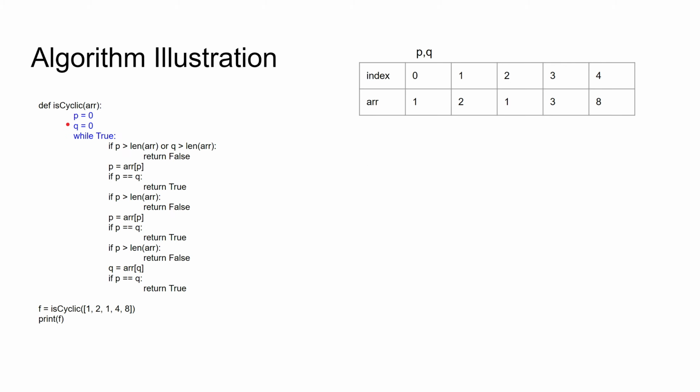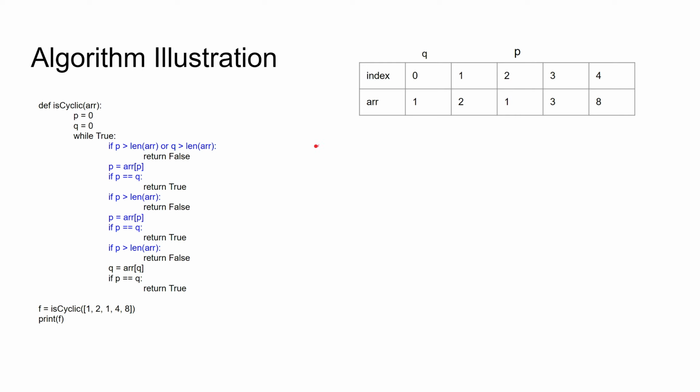Algorithm illustration: the function is cyclic, takes the input of an array, and the array is 1, 2, 1, 4, 8 in this case. It initializes p and q to be 0 in a while True loop. If p is bigger than the length of the array or q is bigger than the length of the array, it would return false. However, because neither is bigger than the length, it does not go in that if statement. And it makes p equal to array[p]: when it's index 0, array 0 is 1, so p becomes 1. Because p is still not equal to q, it does not return true, and because p is still not bigger than the length, it does not return false.